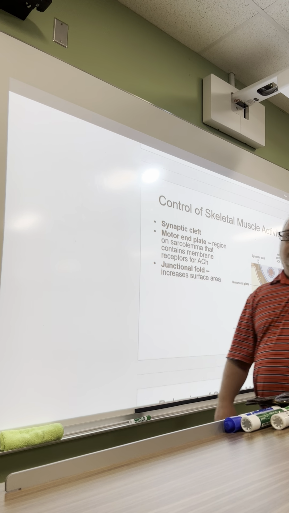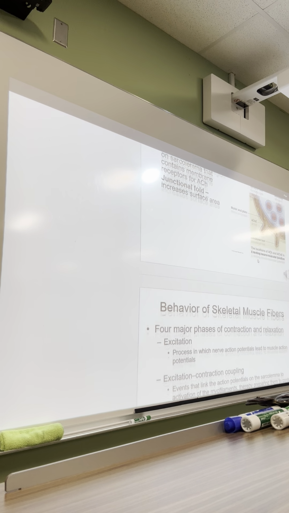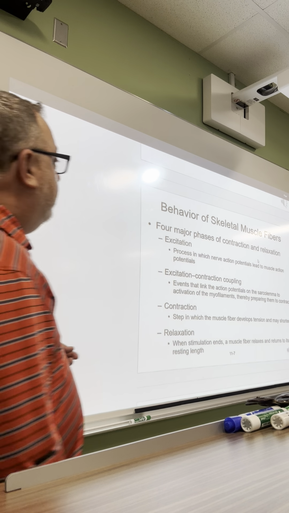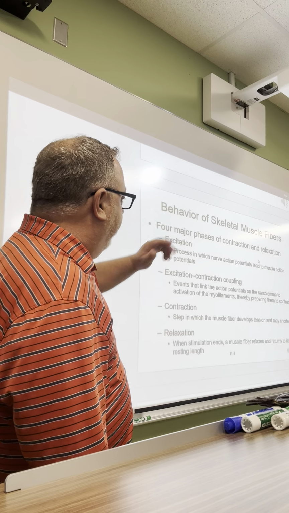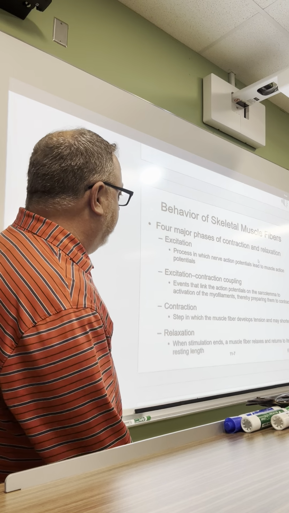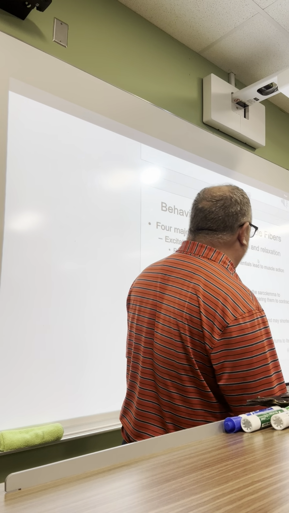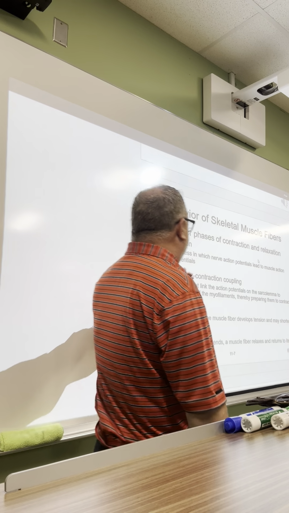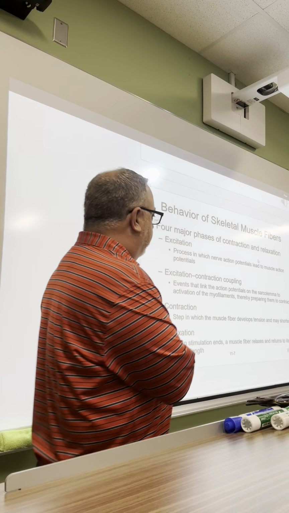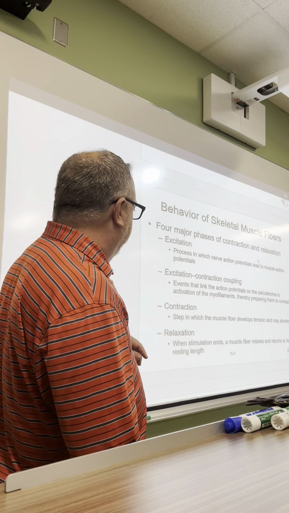So these are some of our players that we've got going on here. As we continue, these are those terms that we need to get in your mind to be able to understand some of the questioning. These are just some behavioral skeletal muscle fibers. We have 4 primary phases. The first one is excitation. It's the process in which the nerve action potentials lead to muscle action potentials. This tells us that the nerve action potential is coming down the axon into that synapse. And then how are we getting it across? We'll spend some time on that, from a graded to an action potential.